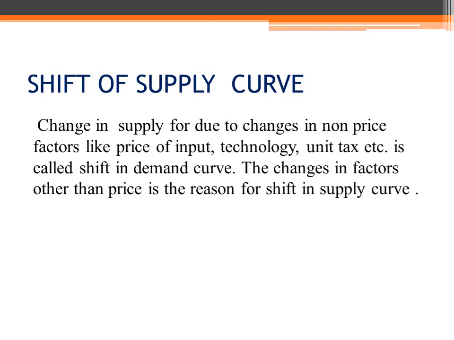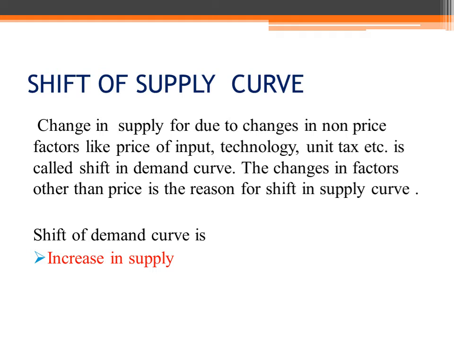The main reasons behind that are the price of input, technology, unit tax, etc. So when a change in supply is due to changes in non-price factors other than price, that's called a shift of supply curve. So the changes in factors other than price are the reason for a shift in the supply curve.